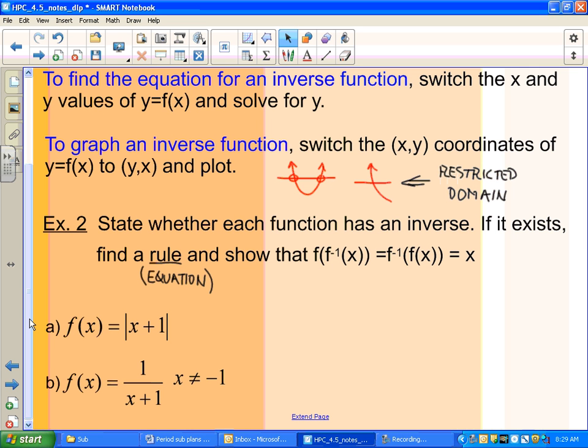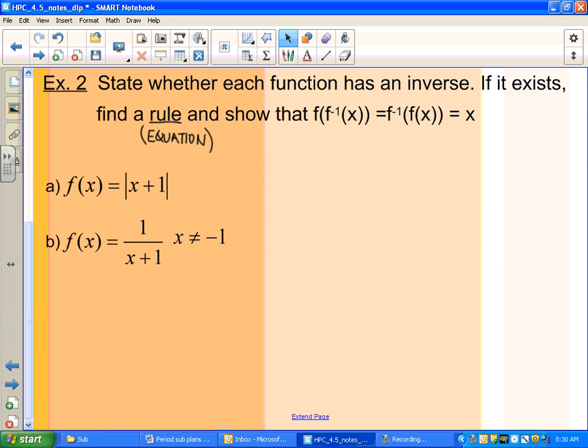And if there is an inverse, if it exists, we're to find this rule or this equation and show that the composites of the original function and the inverse both equal x. So there's that proof that two functions are inverses of one another: we composite them, and then we get an x both times.